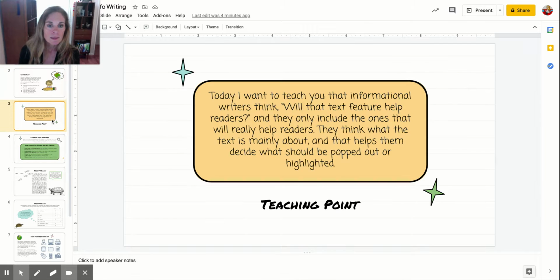Let's see, I guess I can read my teaching point. Today I want to teach you that informational writers think, what will that text feature help my reader? And they only include the ones that will actually really help their readers. They think, what is this part mainly about? And then they decide how they can pop that part out for the reader.